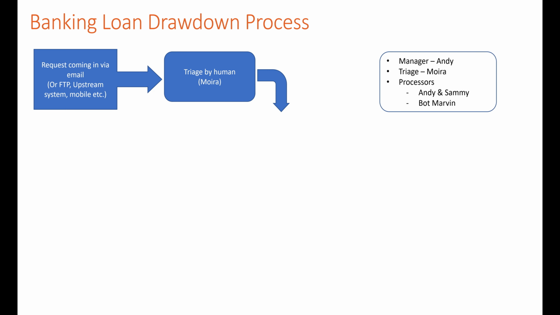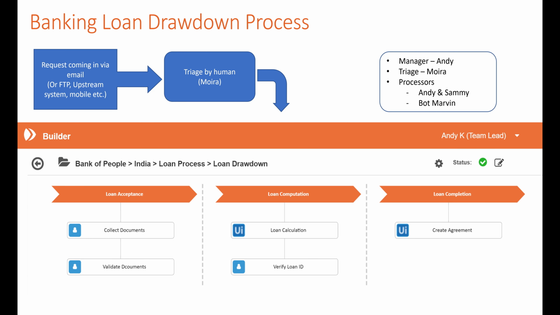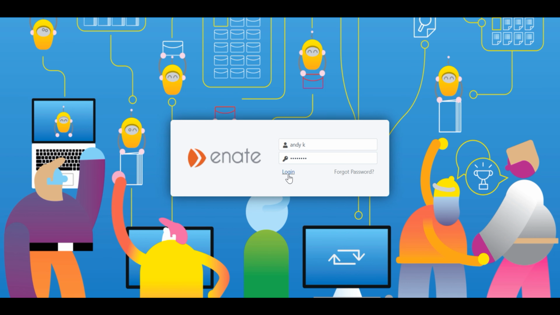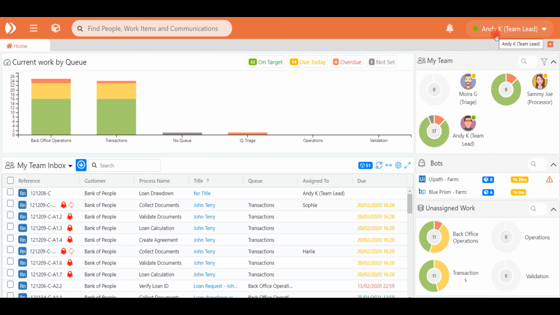In our example, the email was received and the triage completed. The first stage of loan drawdown process has been initiated for Bank of People for India. The first human activity to collect documents has now been created and put into the loan team's queue for processing. Now Andy, the team manager, logs in. On the top right-hand side, Andy can see all team members working for him.